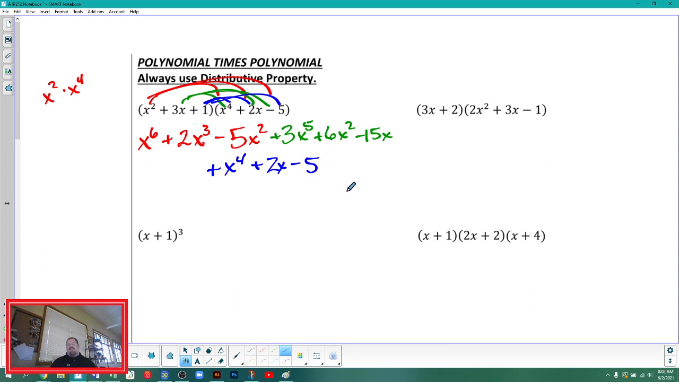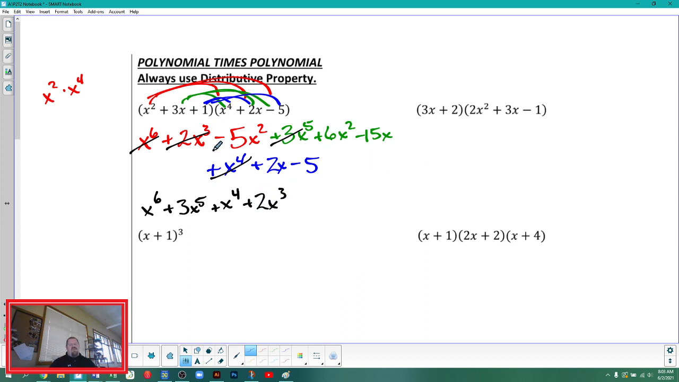Now I have the difficult job of combining all my like terms, or at least the like terms that I have. There are no other x to the 6th, so that's by itself. There are no other, and so I'm actually going to cross it out here so that I know that I've dealt with it. There are no other x to the 5ths. That one's by itself. There are no other x to the 4ths, so that one's by itself. There's not going to be many things to combine here, but we will get a couple. There are no other x to the 3rd, so that one's by itself.